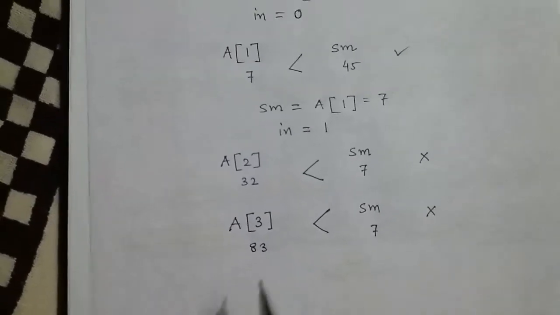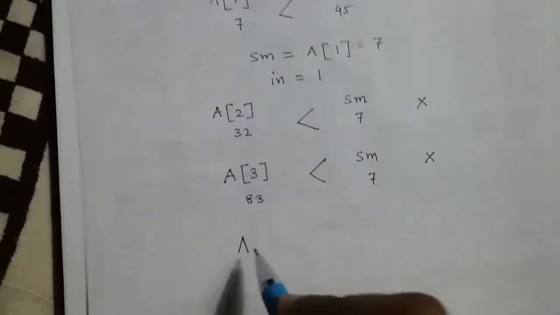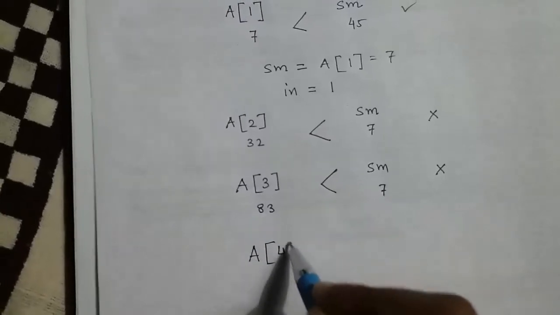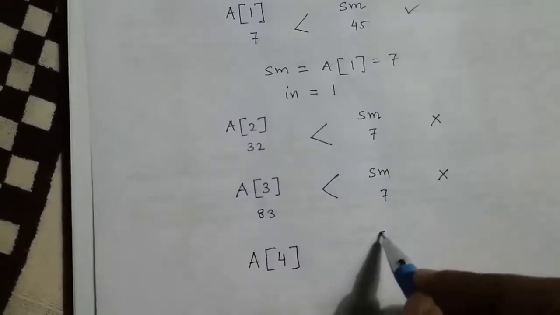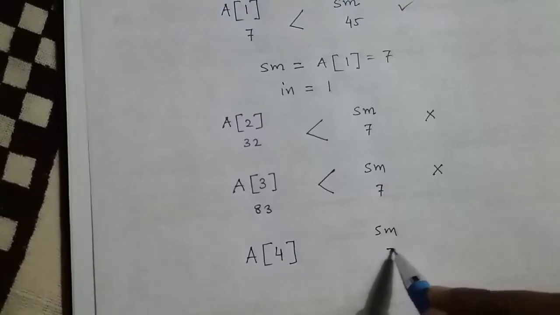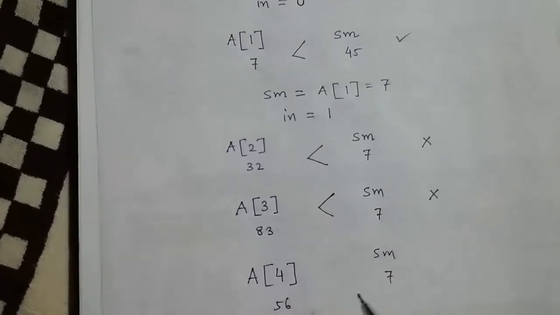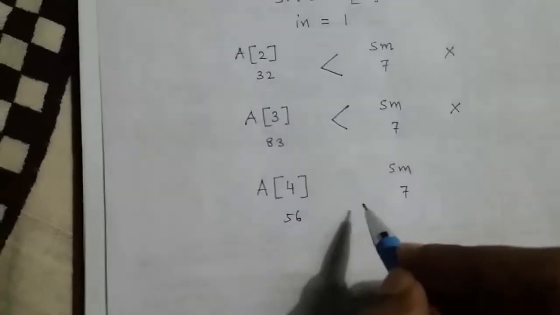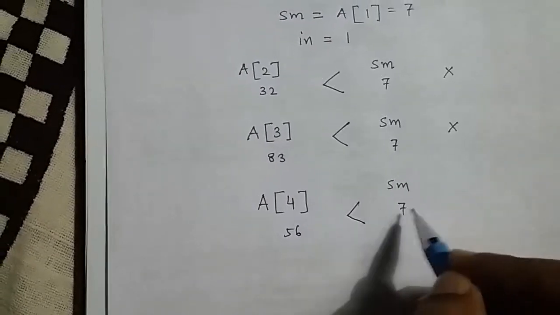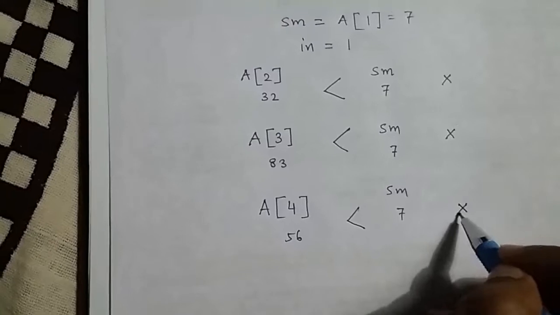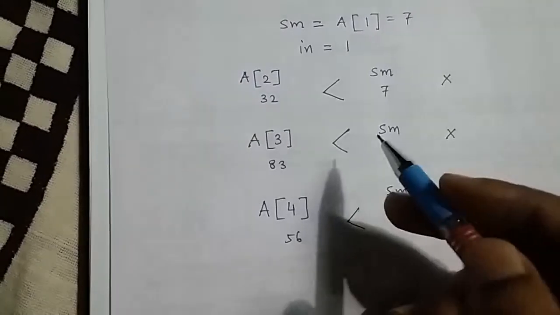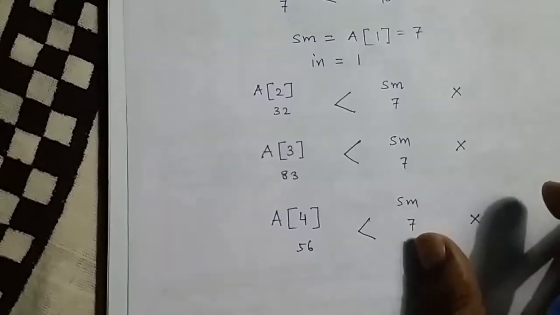Now the last element will come, that is A of 4, and SM is 7. A of 4 is 56. So 56 is less than 7? No. So the value of SM will remain unchanged.